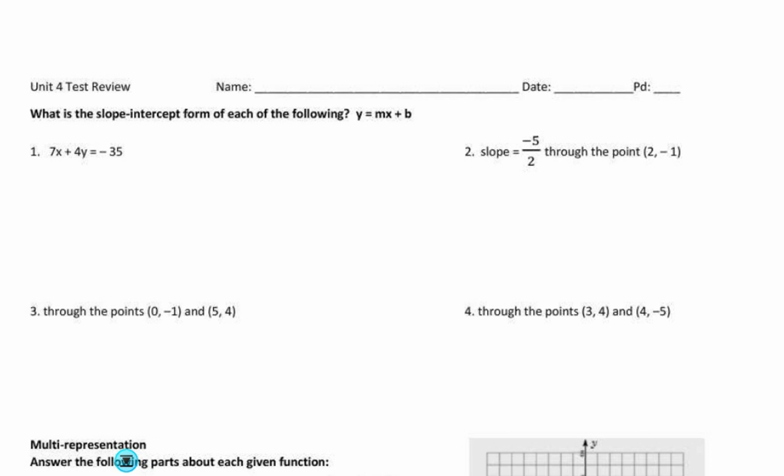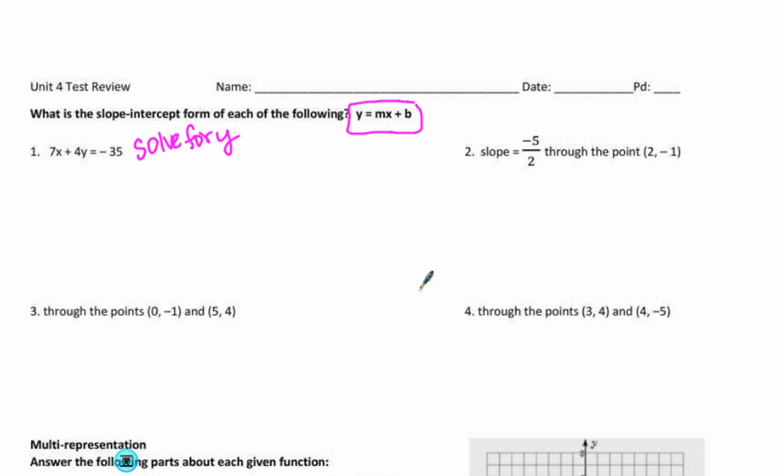Alright, we're going to work through about half the problems on here together. Let's start with number 2. Hopefully you know how to do number 1. Number 1, all you need to do here is solve for y. The goal for all 4 of these questions is to get our function into a y equals mx plus b format, also known as slope-intercept form.